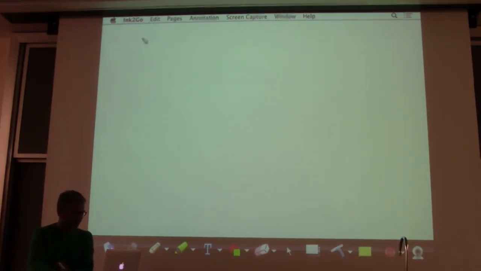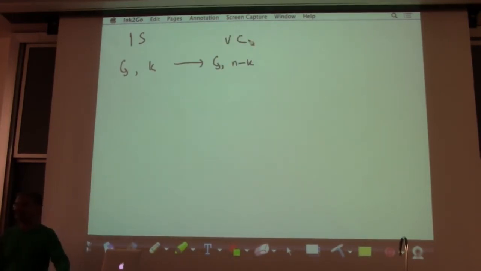Given a graph, so this is my independent set instance, a graph and a parameter k, here's my reduction. Copy the graph over and replace k by n minus k. Hopefully you can see this runs in polynomial time. That's it, I'm done. This reduction is completely trivial because we have shown that the two things are complements.